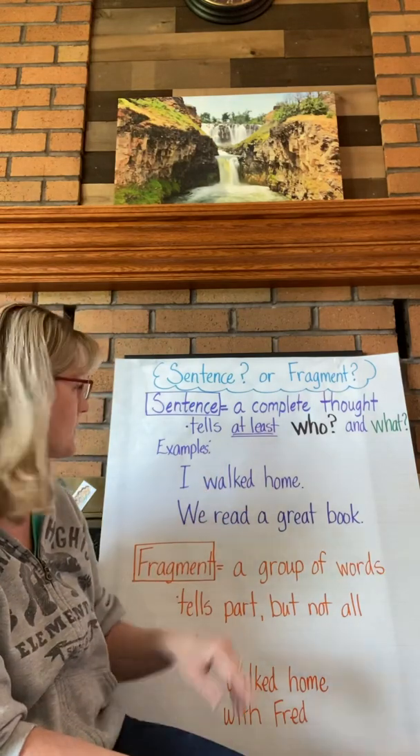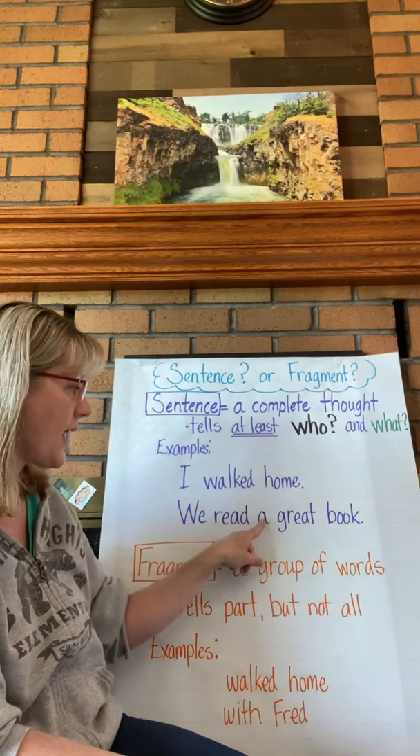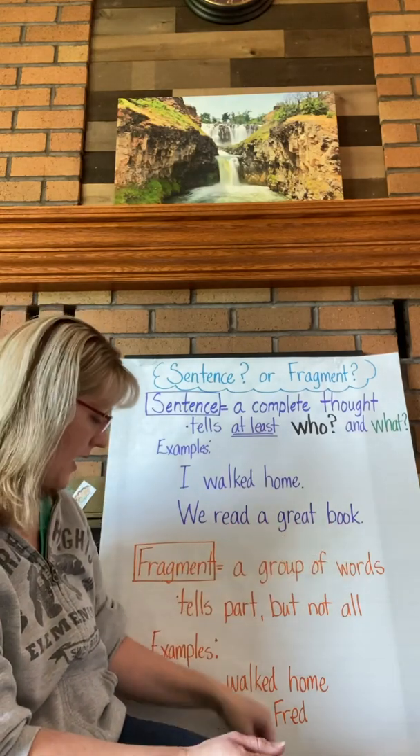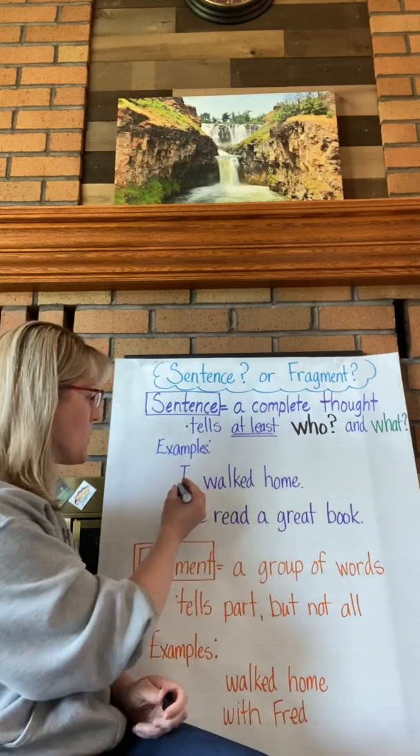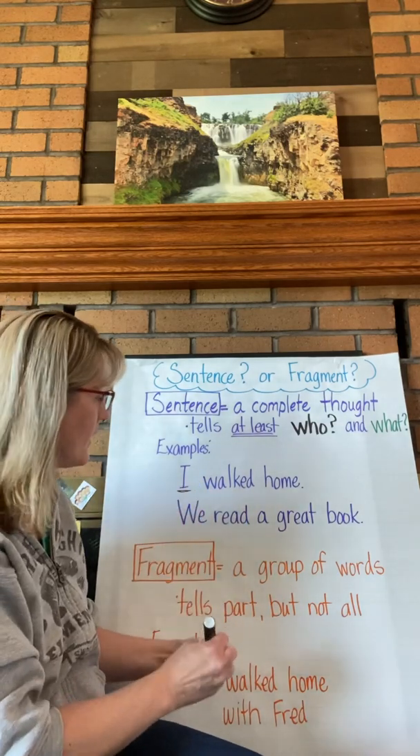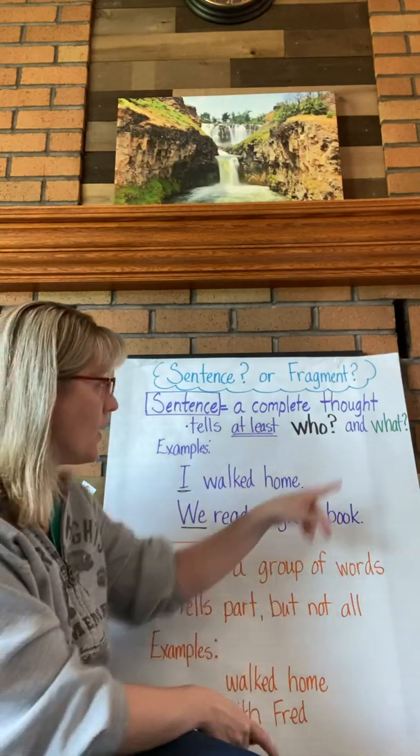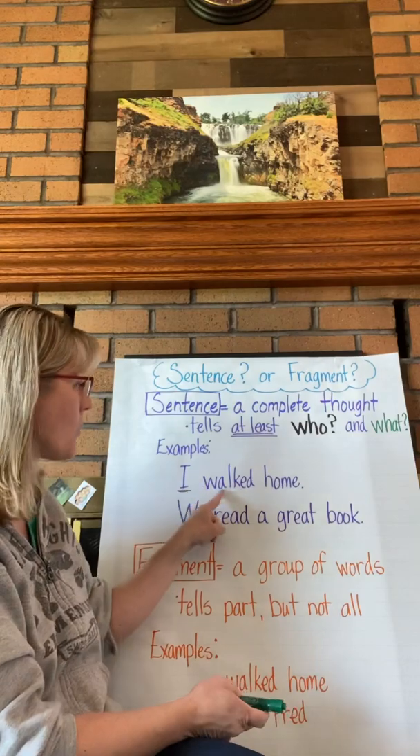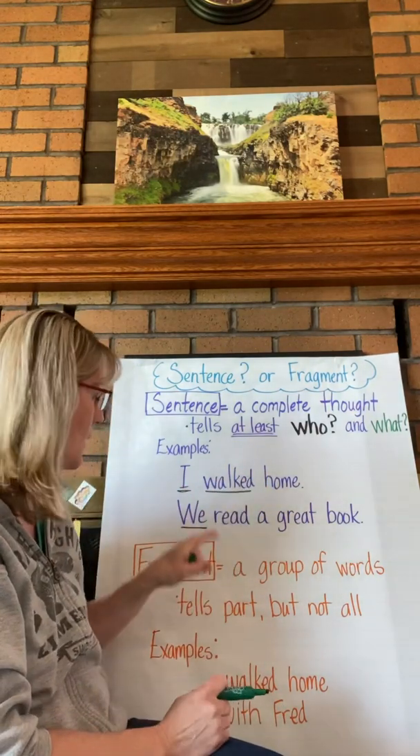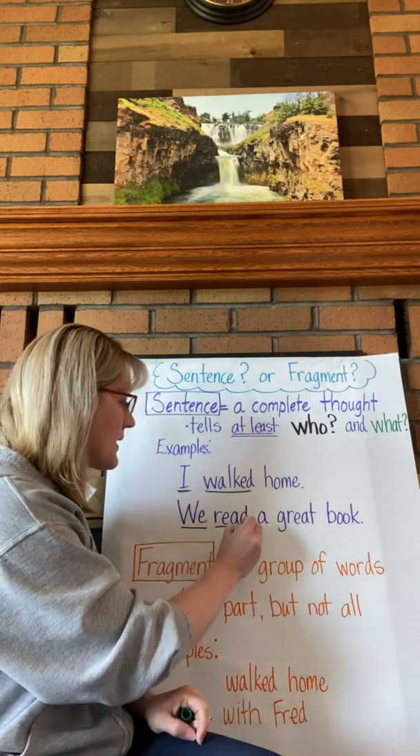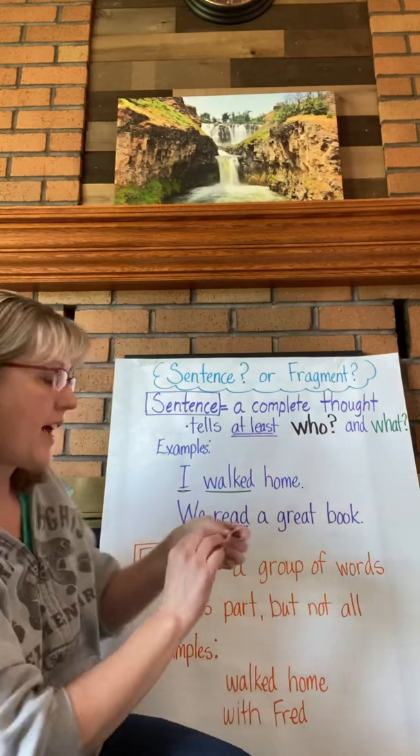Here's some examples. I walked home. We read a great book. So I can look here and find the who's in both of those. I walked home. Here's my who. We read a great book. Oh, there's my who. Now I'm looking for the what. I walked home. Well, I did the walking, so that's what I did. We read a great book. That's what we did.